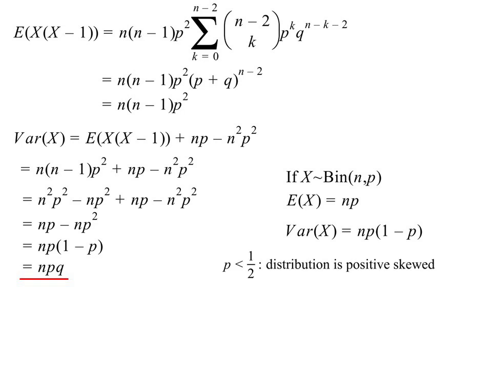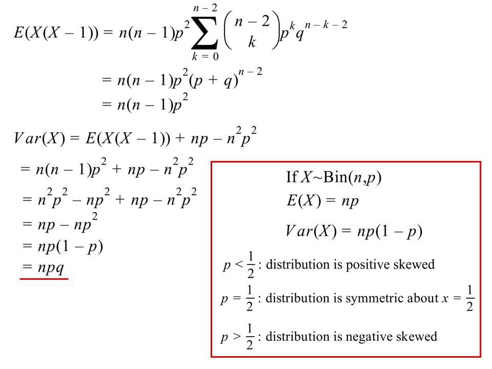If the probability of a binomial distribution is less than a half, we will end up with a distribution that is positive skewed. If it's equal to half, so everything was equally likely, then we get a beautiful symmetric curve. And if it's greater than a half, we'd get a negative skewed curve.